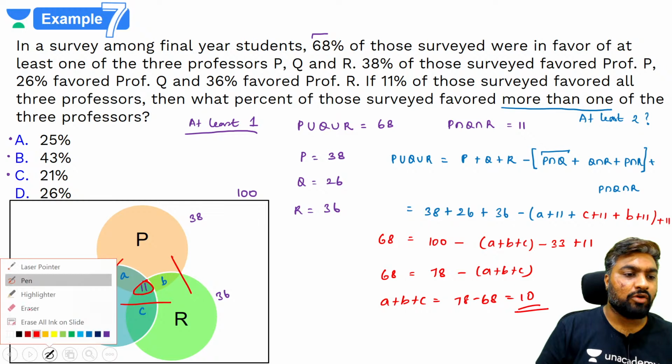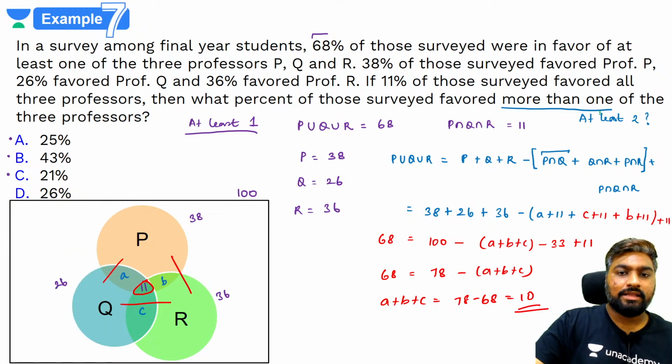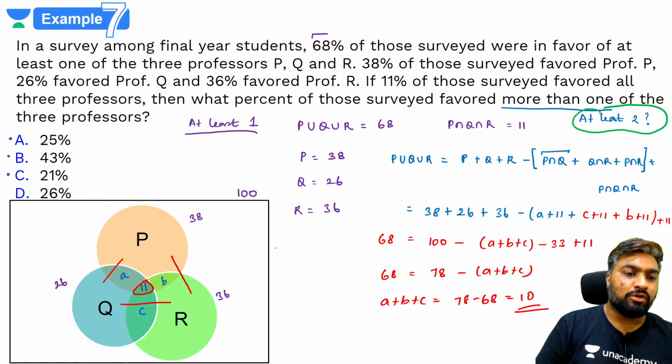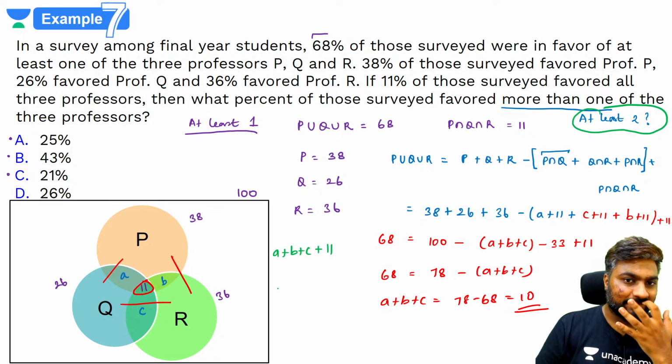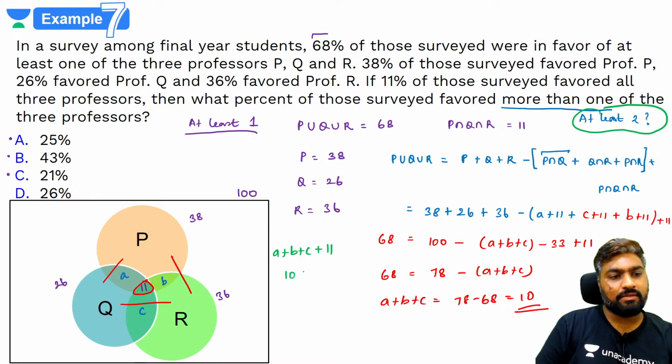They are asking what? At least two, right? At least two will include people who voted for two professors, a plus b plus c, and people who voted for all the three. At least two means 2 and above, 2 and 3, which is 10 plus 11, 21%.